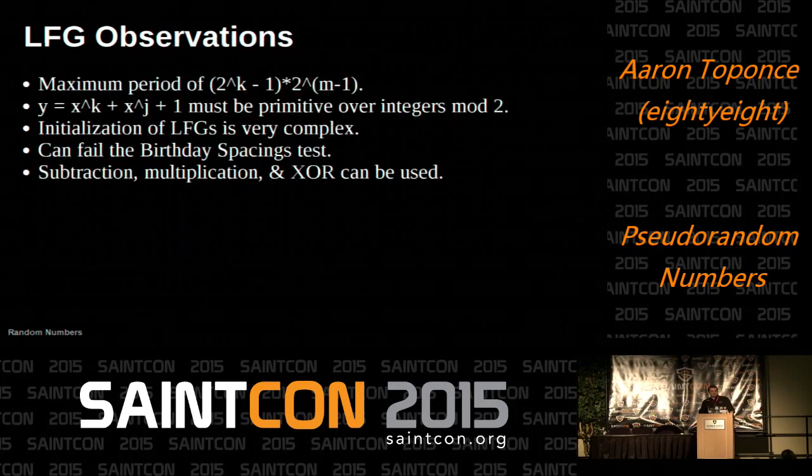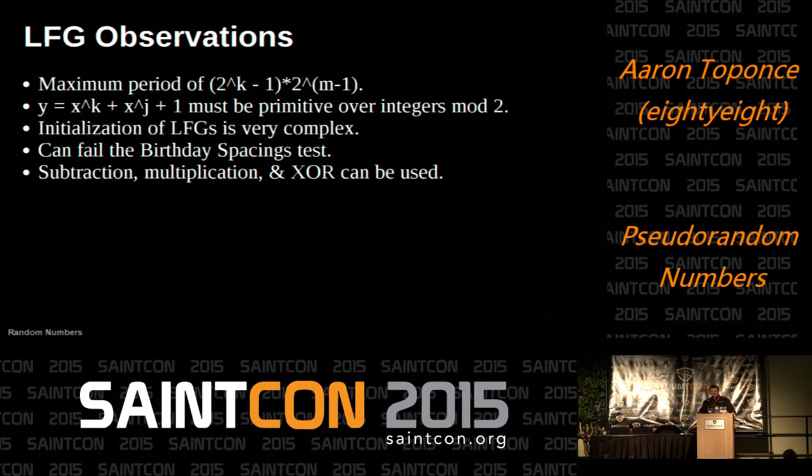Some observations with the lagged Fibonacci generator. It has a decent period. That is the size of the period. In our case, k was 7, m was 10. So 2 to the 7th is 2, 4, 8, 16, 32, 64, 128. So 128 minus 1 is 127. 2 to the 9th would be 512, right? So the size of our period, the maximum length, would be 127 times 512 in this specific case.